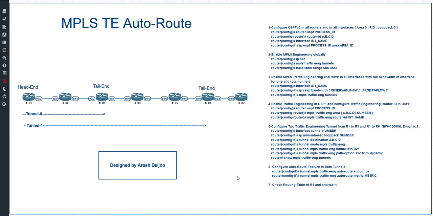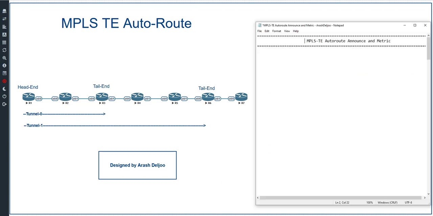The first question is, what is the Autoroute? Let me talk about this. You know that until now, we learned about two methods for forwarding traffic into the traffic engineering tunnel. Let me write here: forwarding traffic, or the real data, into the TE tunnel. In previous videos, in previous scenarios, we learned about two methods.